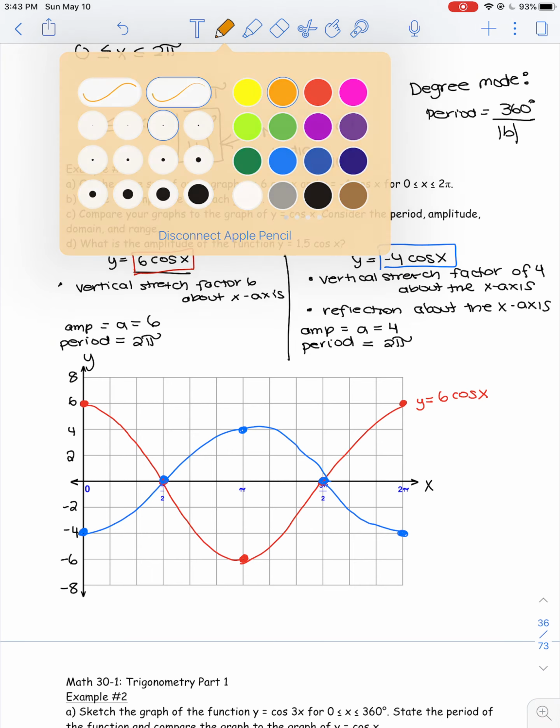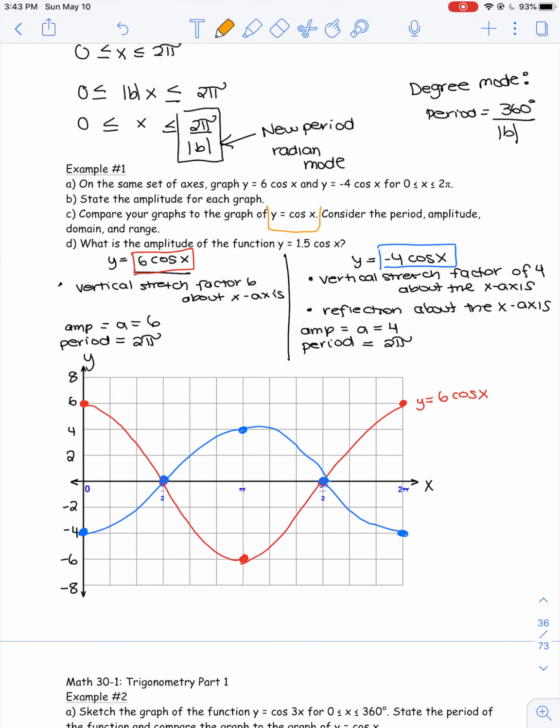So I'm going to do cos of x now with orange. So cos of x always starts at the maximum of 1. And then it goes to the x-intercept at pi over 2. And then it reaches the minimum of -1 at pi. So it looks like the red one. Then it reaches the x-intercept again at 3 pi over 2. And then it reaches its maximum at 2 pi.